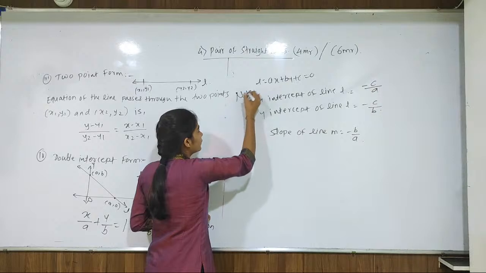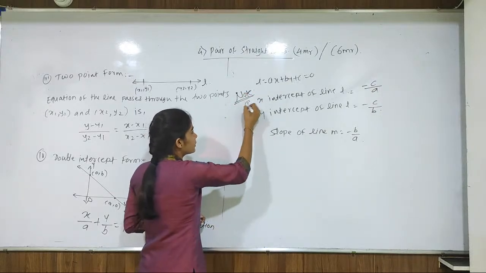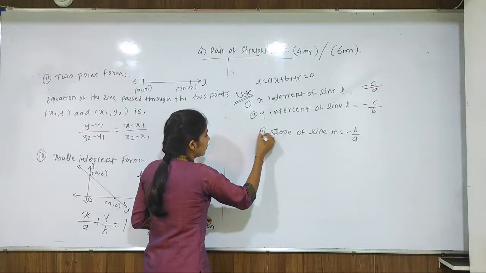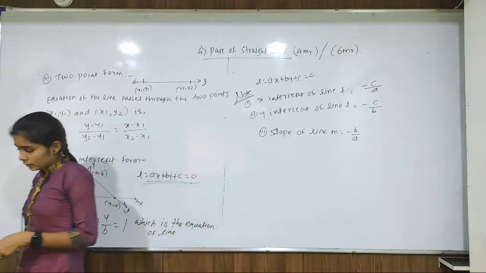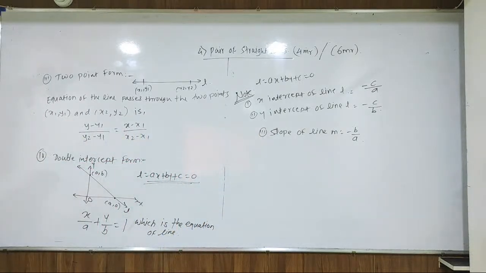Okay, write this down in your notes. First one, second, third. Done? Understood? How to find the x intercept and y intercept?